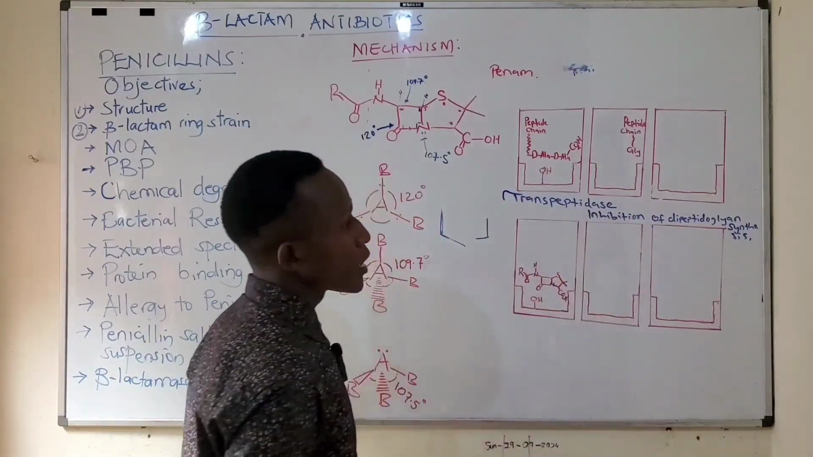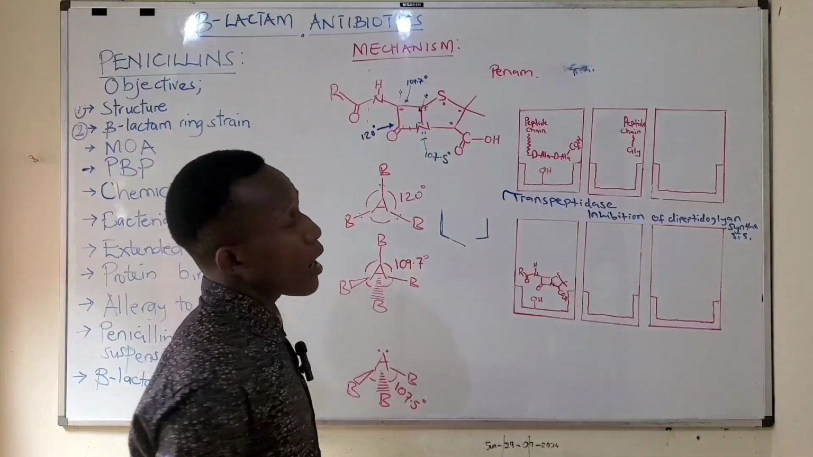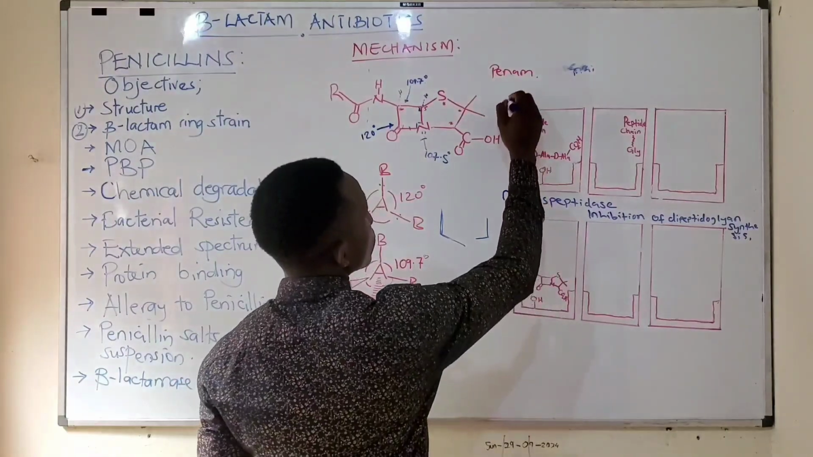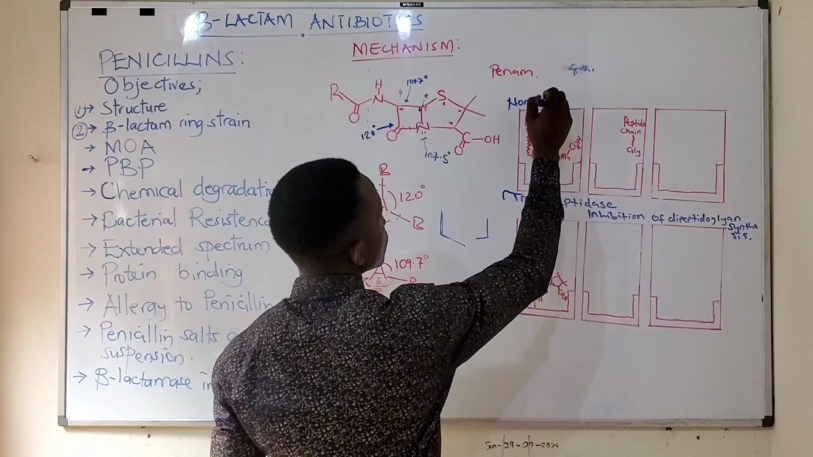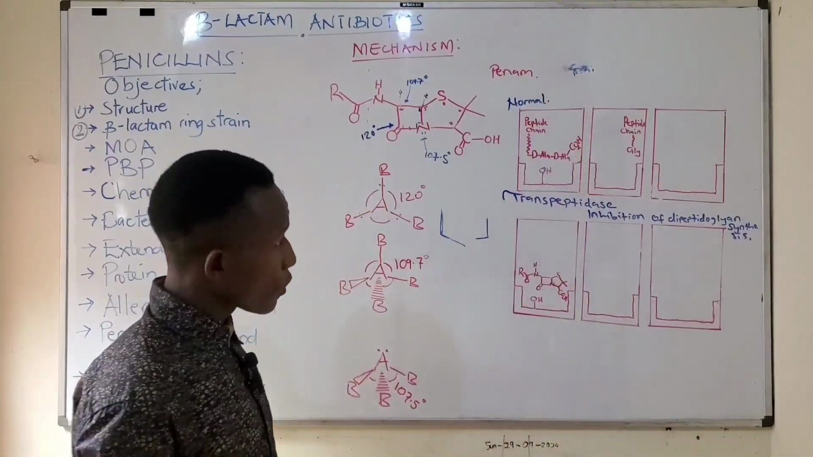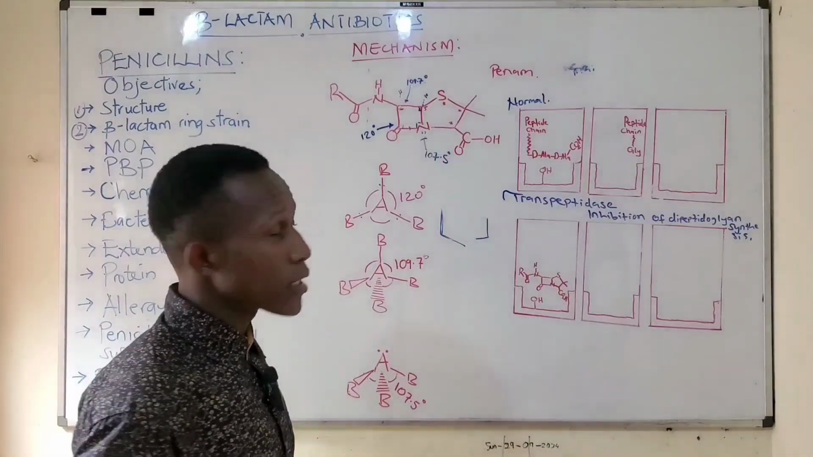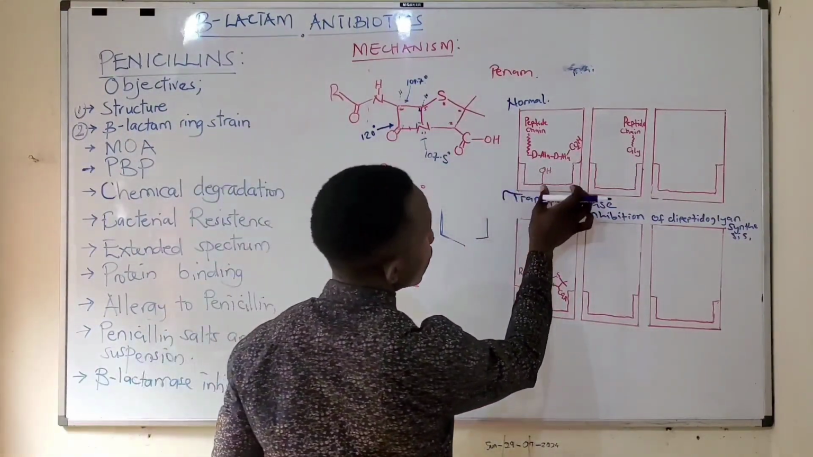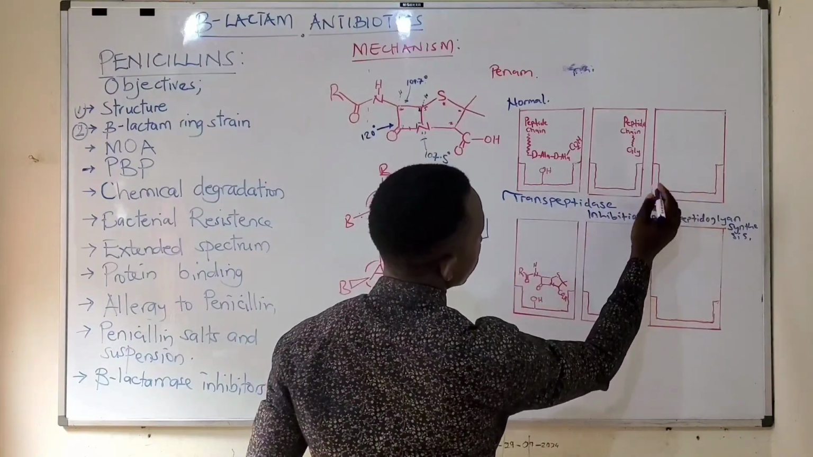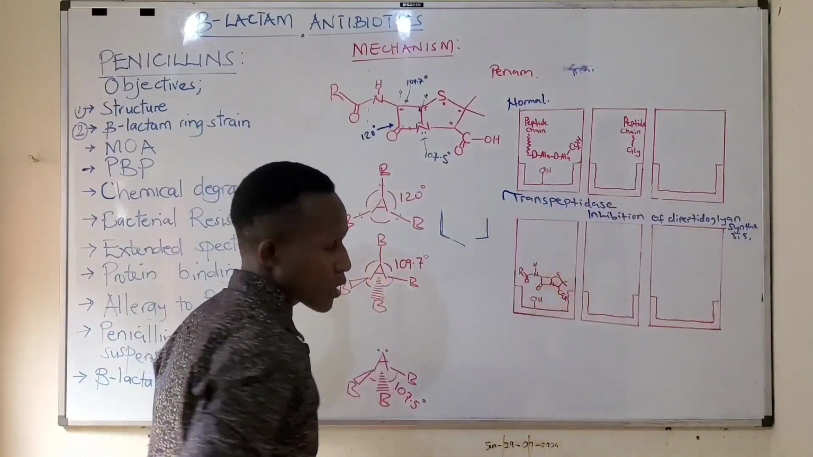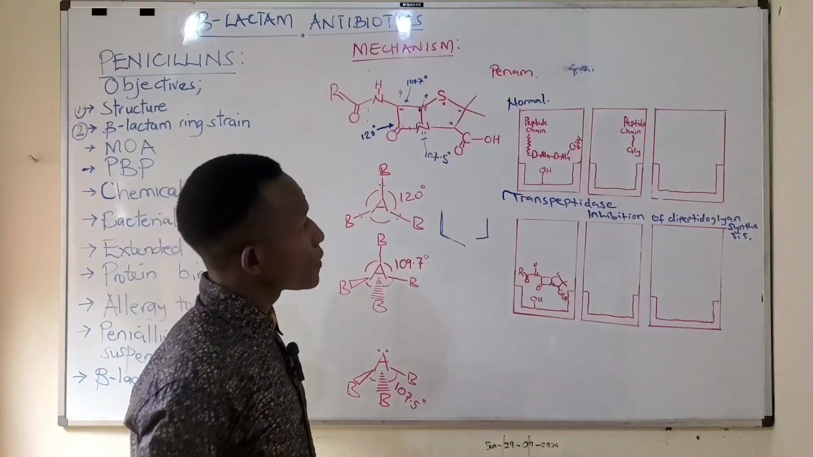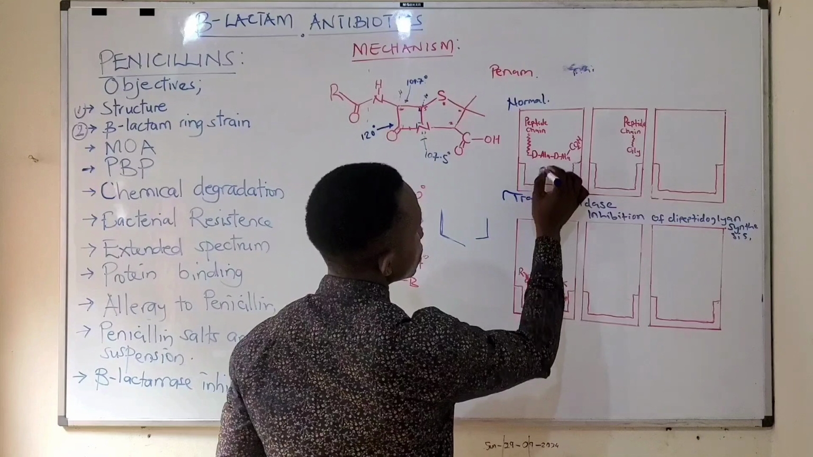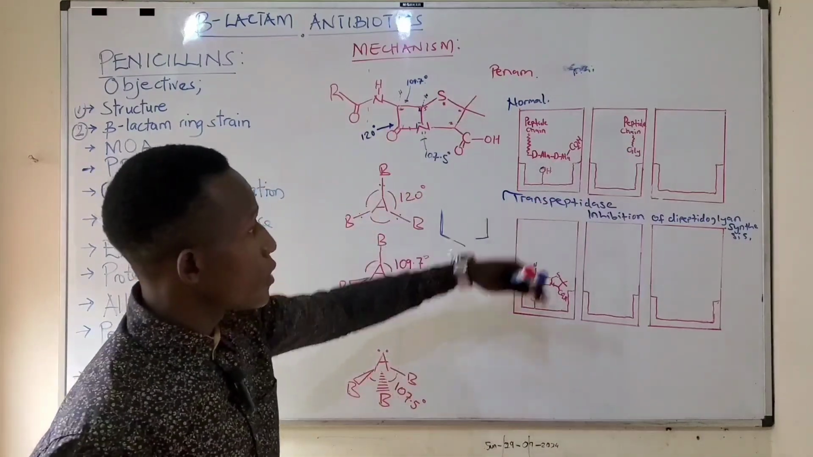So, inhibition of the dipeptidoglycan synthesis. How does it occur? Take this one as the normal mechanism of cell wall synthesis, or of dipeptidoglycan synthesis. This one is our enzyme transpeptidase. These are the receptors or the active sites of this enzyme. At the active site, there is a nucleophile represented by the OH of the transpeptidase.